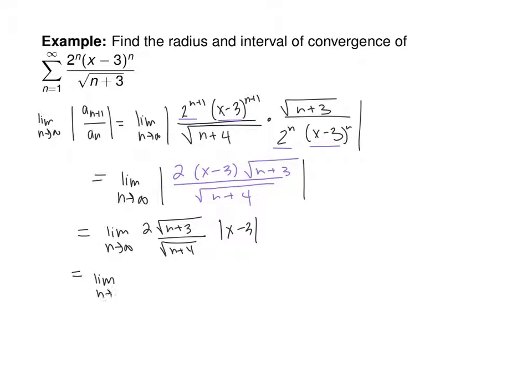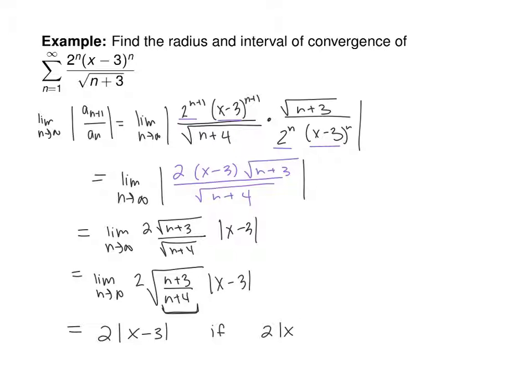And that can be expressed as the root of n plus 3 over n plus 4 times the absolute value of x minus 3. And as n goes to infinity, this n plus 3 over n plus 4 goes to 1. So this is twice the absolute value of x minus 3. And we will have convergence if this 2 times the absolute value of x minus 3 is less than 1, or the absolute value of x minus 3 is less than a half. So this tells us that our radius of convergence is 1/2.